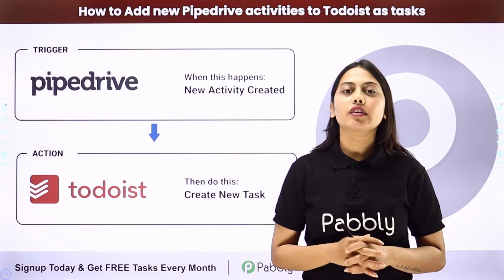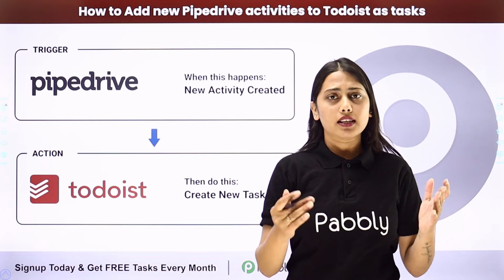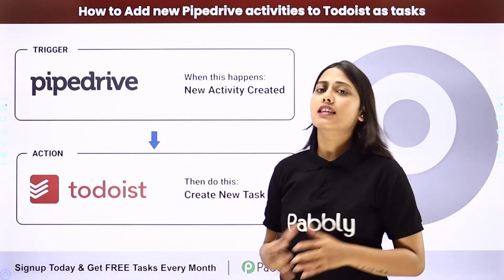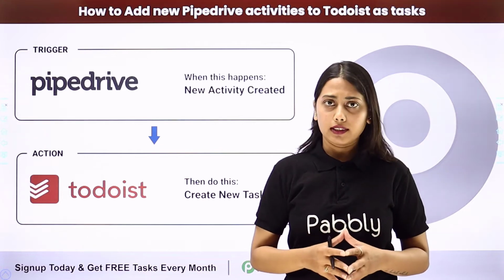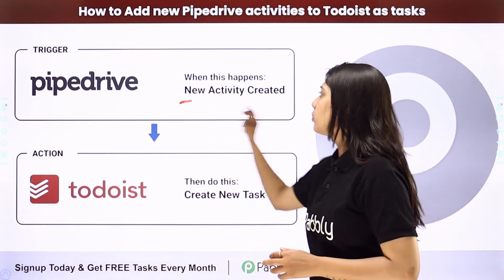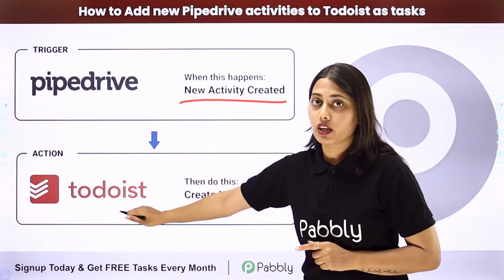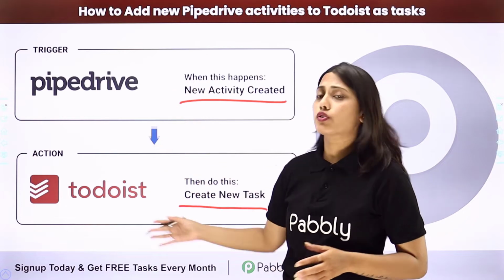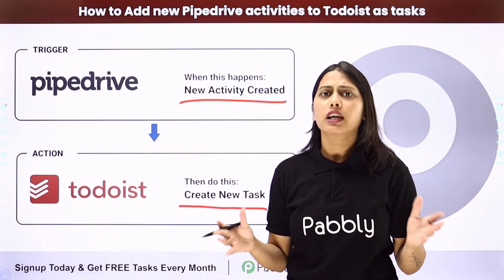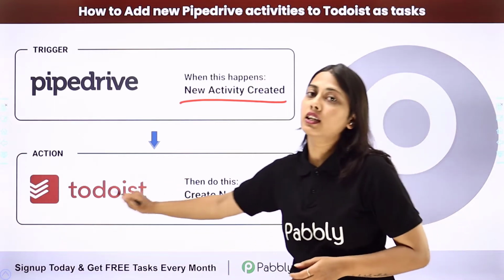Hello friends, today we will learn how to add new Pipedrive activities to Todoist as tasks. Suppose that you use Pipedrive as a CRM application and you use Todoist to manage all your other tasks. And you want that every time a new activity is created in Pipedrive, it should be added in your Todoist account as a new task. But since both of these applications do not have a direct connection between them, it is a manual task that you have to do of creating a new task in Todoist.